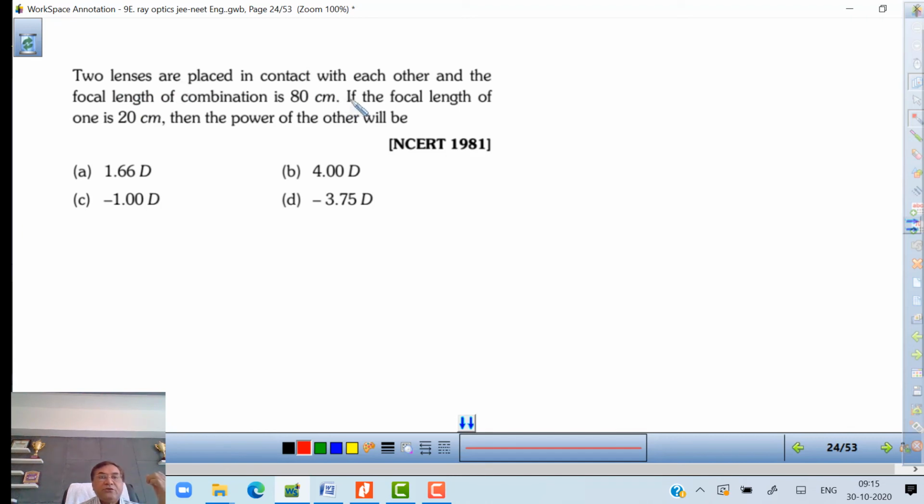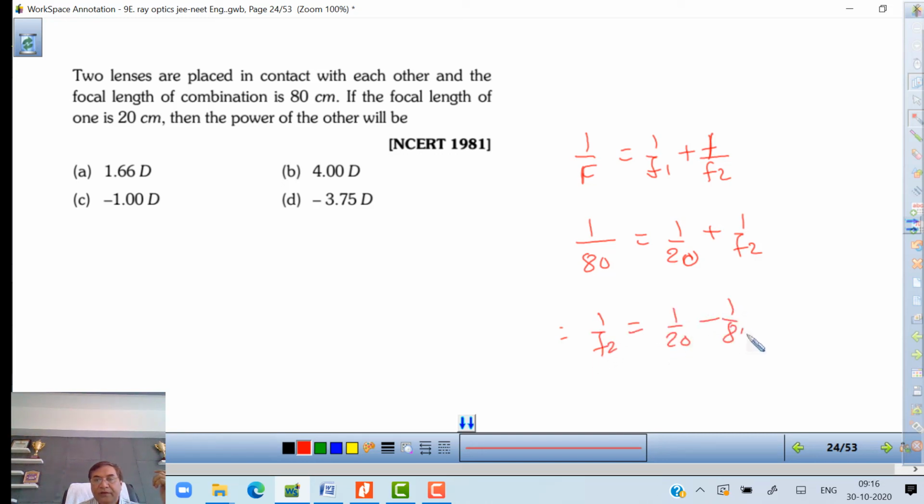Two lenses are placed in contact with each other and the focal length of the combination is 80 centimeter. If the focal length of one lens is 20, then the power of the other will be? So we know that 1 upon f is equal to 1 upon f1 plus 1 upon f2. So 1 upon 80 is equal to 1 upon 20 plus 1 upon f2. So 1 upon f2 is equal to 1 upon 20 minus 1 upon 80. So 4 minus 1 upon 80, so 3 by 80, and this is in centimeter.